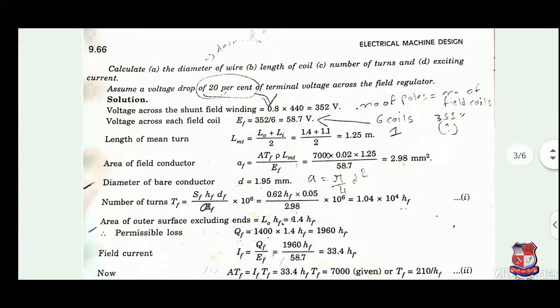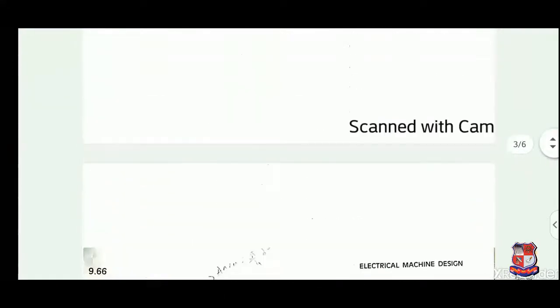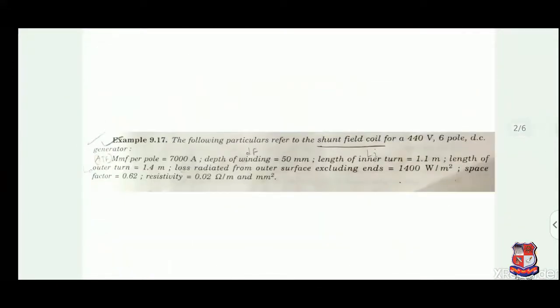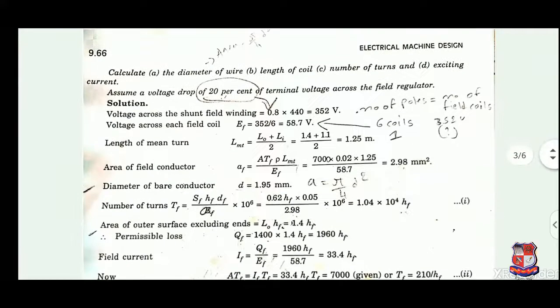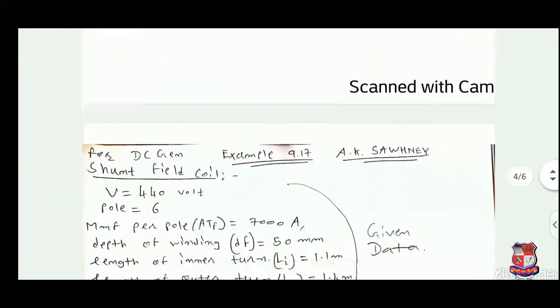So we can skip this and go directly to the solution. First of all, narrate this whole data on one page so that we can easily identify which data are missing and which we can find out first according to the given data. So just look at the solution.